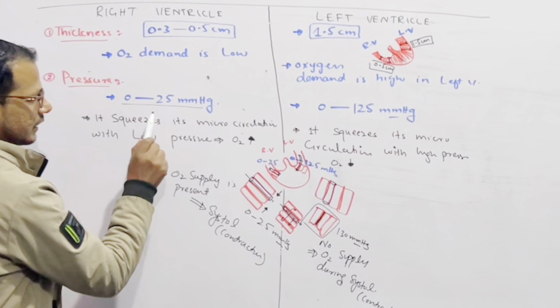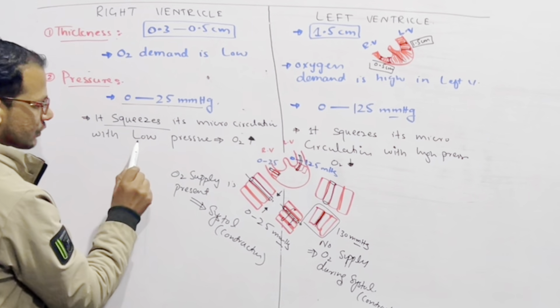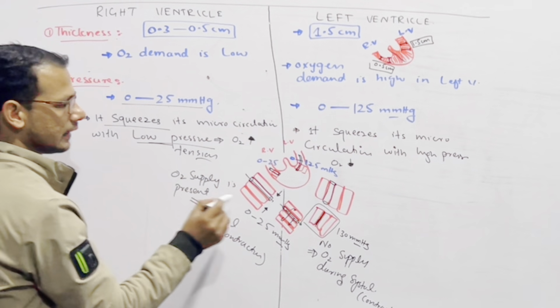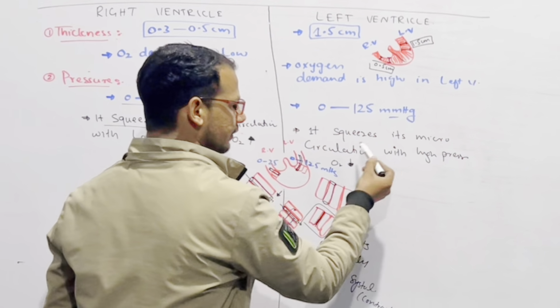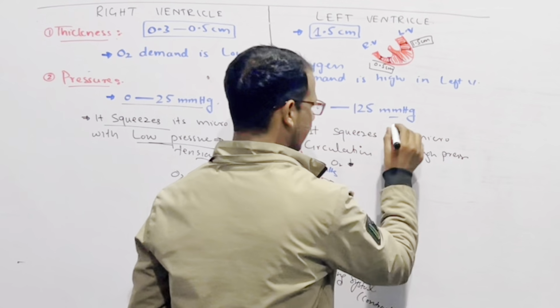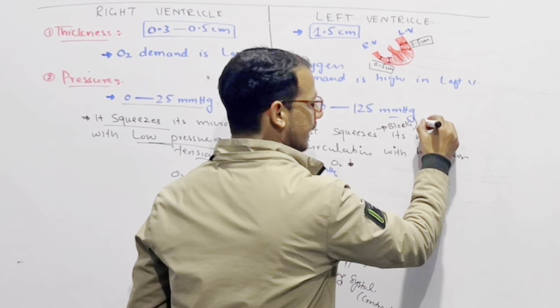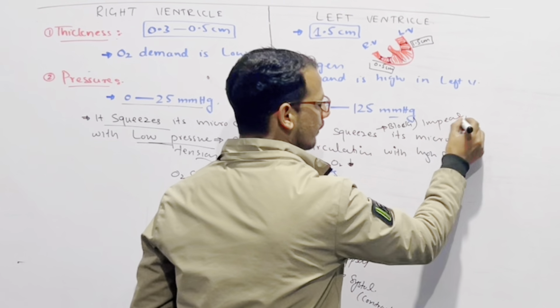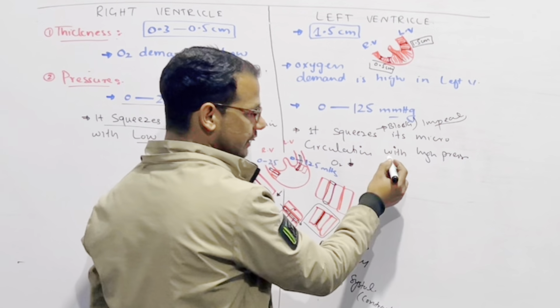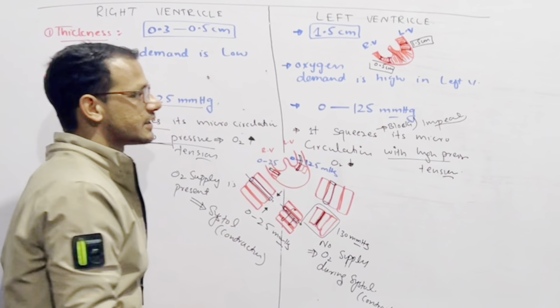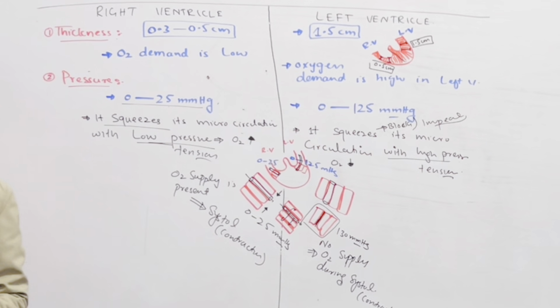Due to low pressure, it squeezes its microcirculation with low tension, and it squeezes its microblood flow. Even it blocks or impedes its circulation during systole with high tension. So there is high risk of ischemic heart disease on the left side as compared to the right side.